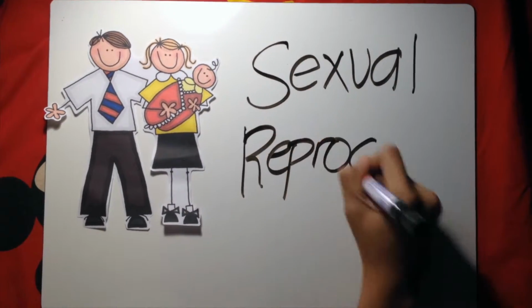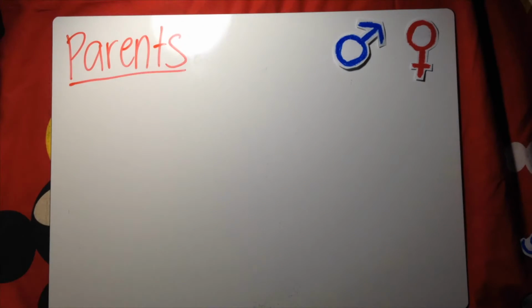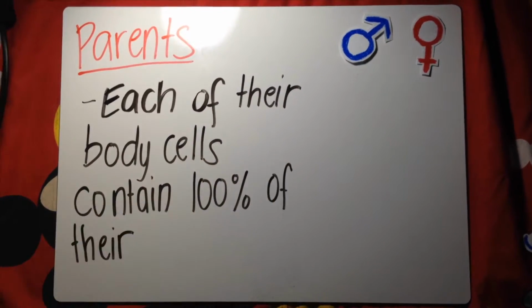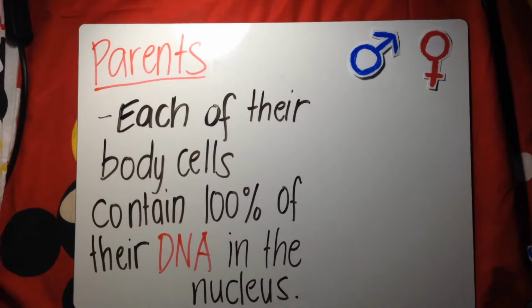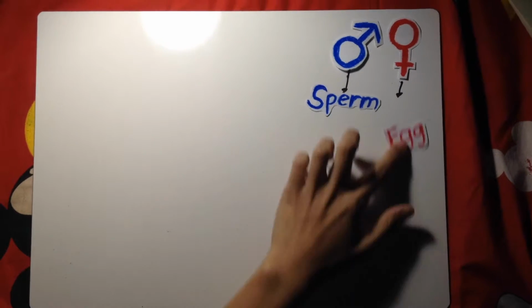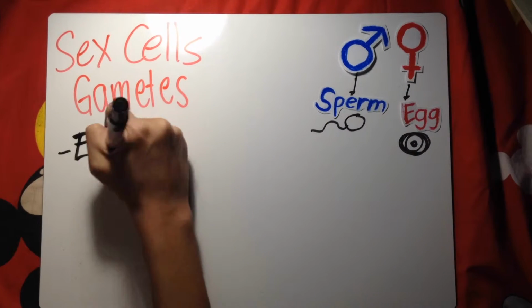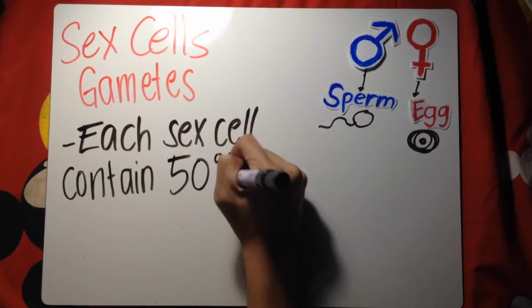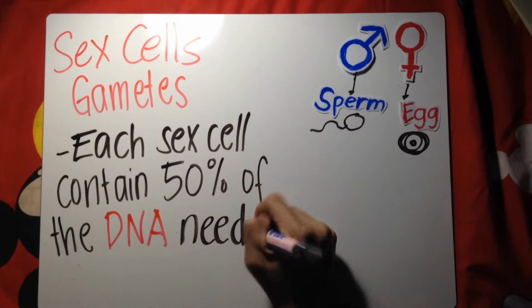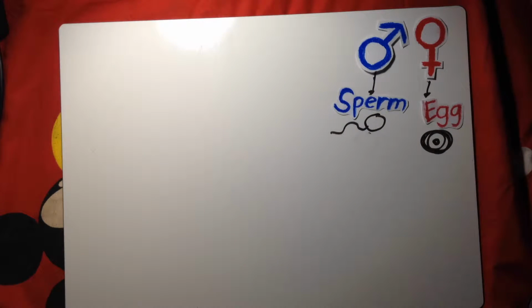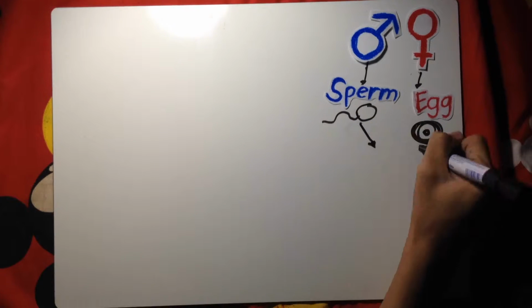Sexual reproduction requires two parents, and they make a non-identical offspring. Each of the parents' body cells has a nucleus which contains 100% of the DNA, but in their testes and in their ovaries, they create gametes, called sex cells. Each sex cell only contains 50% of the DNA needed in a body cell. These sex cells are called the sperm and the egg.